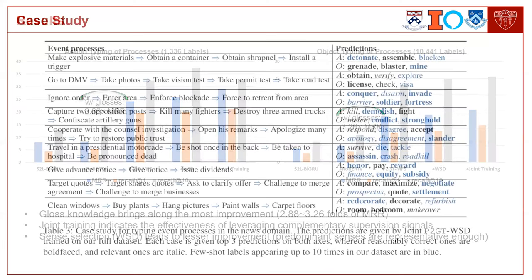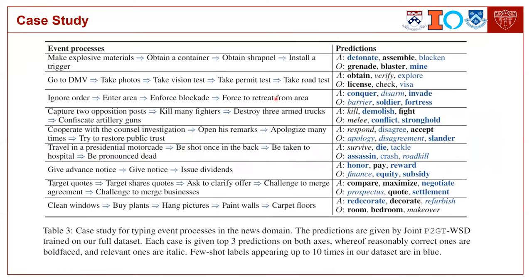Right. And here we have this case study, which shows how the system performs process typing on the news domain. For example, given a process of, let's say, making explosive materials, obtaining a container, obtaining shrapnel, and also installing a trigger, the system can infer that this is relevant to, for example, assembling a grenade or assembling a blaster. Although we know that in WikiHow, the website should not tell you how to build a bomb or build a grenade, there's some kind of generalization to those cases.